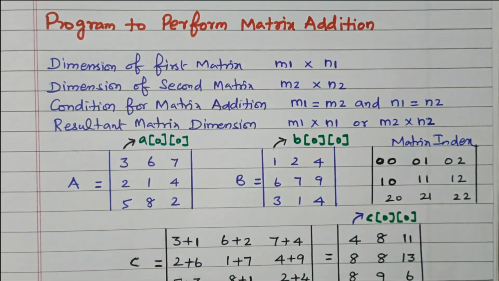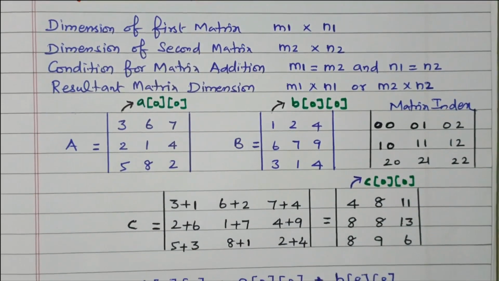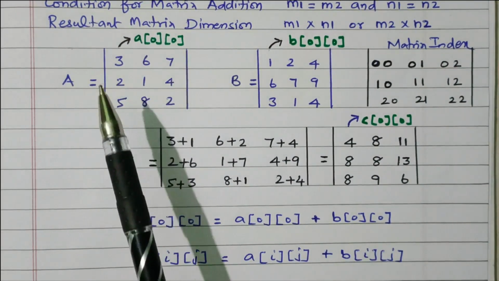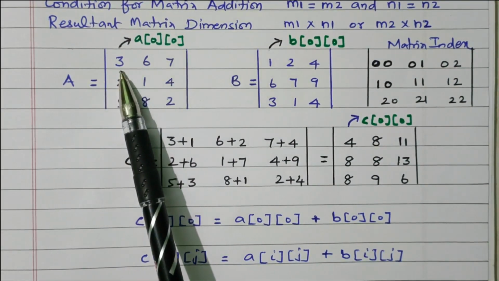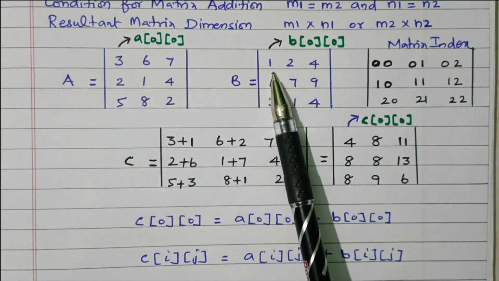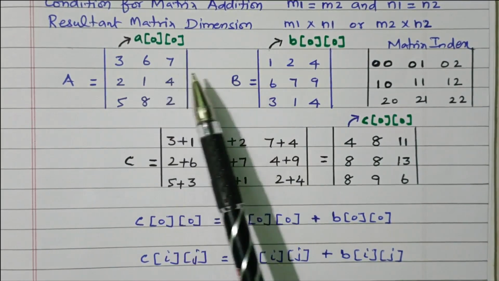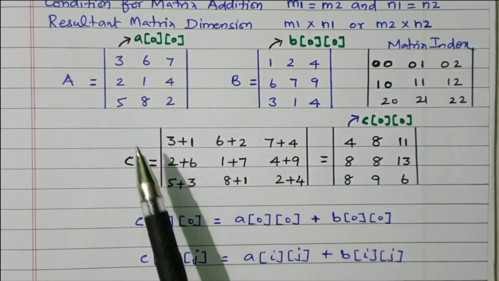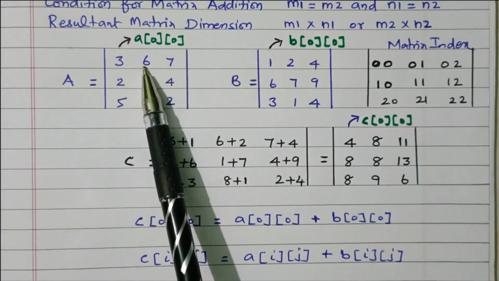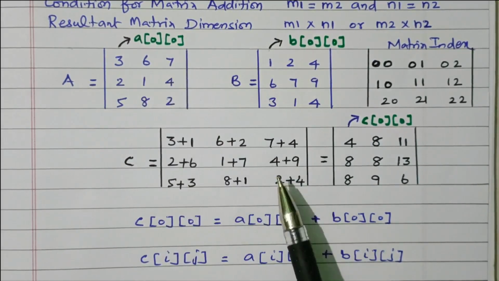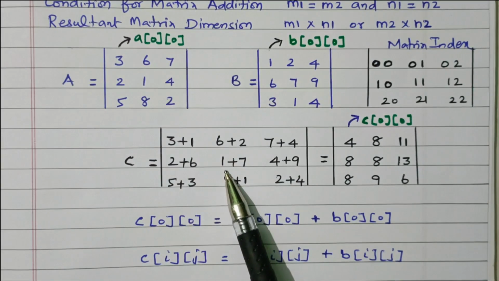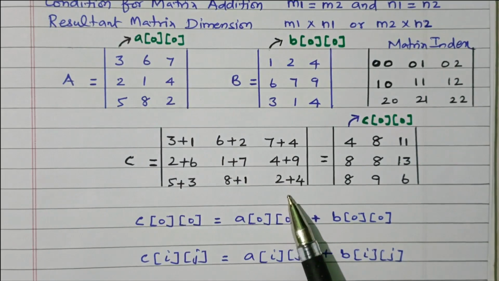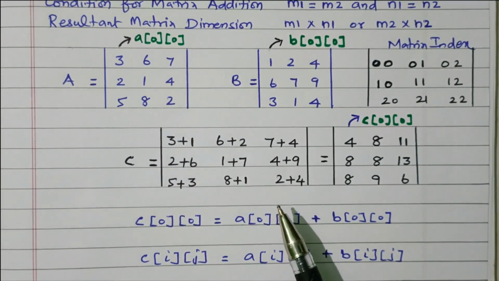We need to add the first matrix and the second matrix. What is the procedure for matrix addition? The first element, A of 0, 0, should be added with B of 0, 0. A of 0, 1 should be added with B of 0, 1. The corresponding elements are added together. That is 3 plus 1, 6 plus 2, 7 plus 4, then 2 plus 6, 1 plus 7, 4 plus 9, 5 plus 3, 8 plus 1 and 2 plus 4. The corresponding locations are added.